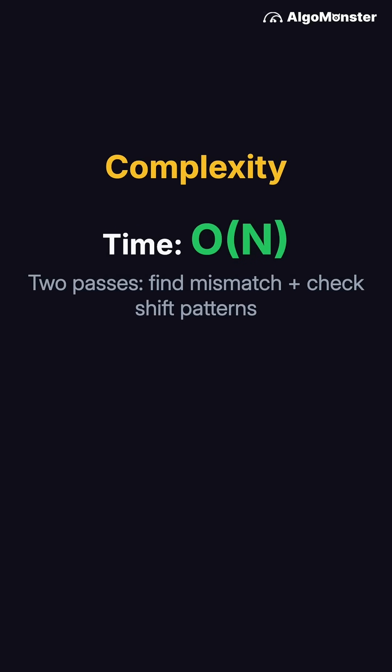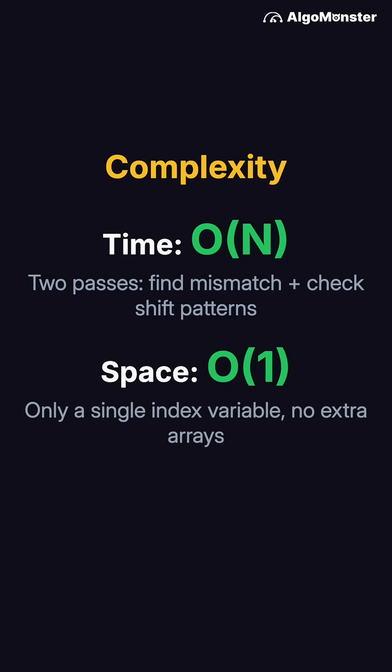Time complexity is O of n. We scan through the array at most twice, once to find the mismatch, once to check the shift patterns. Space complexity is O of 1. We only use a single index variable, no extra arrays needed.